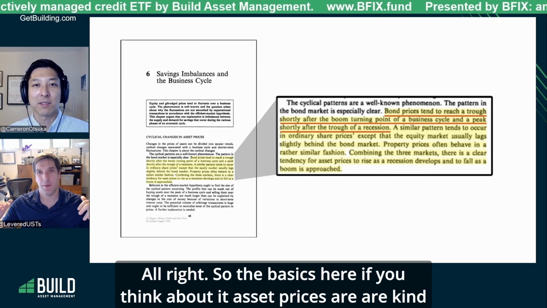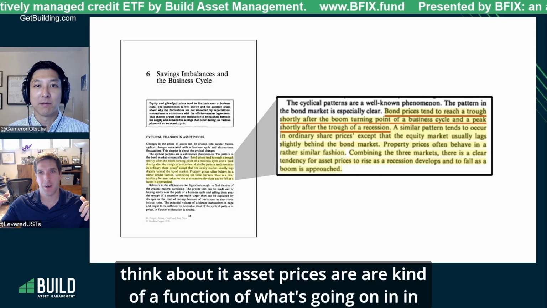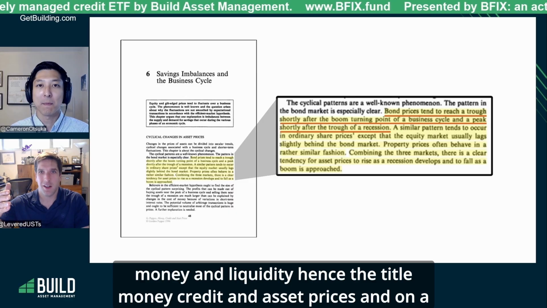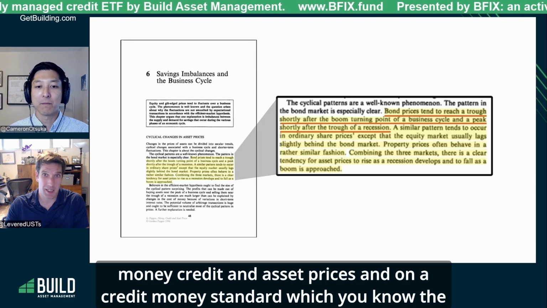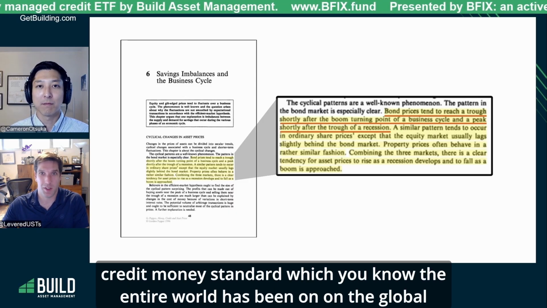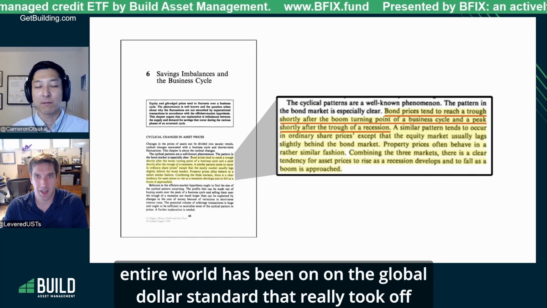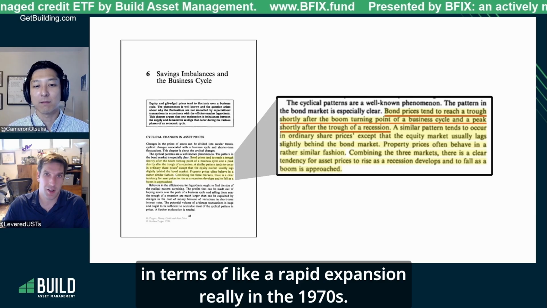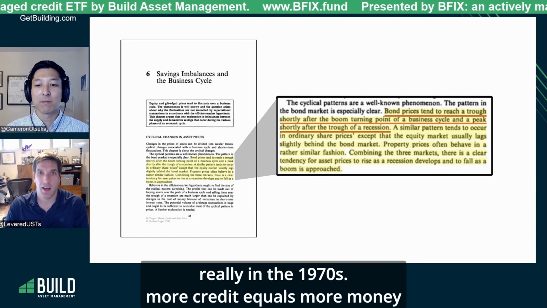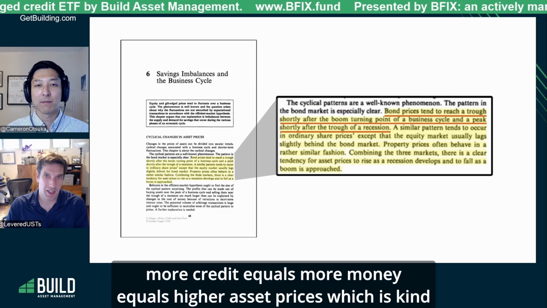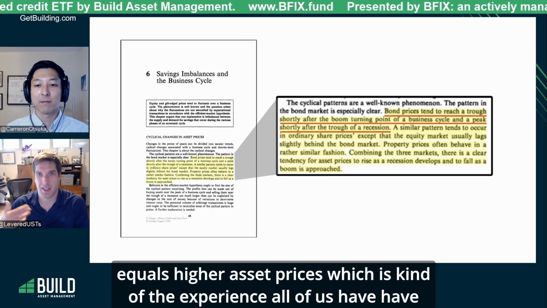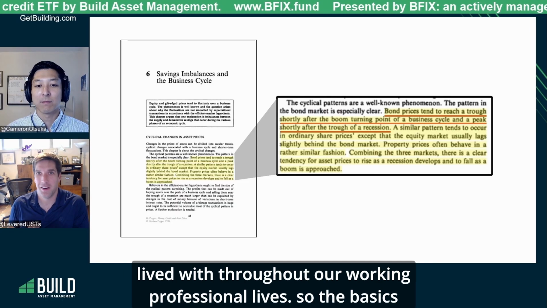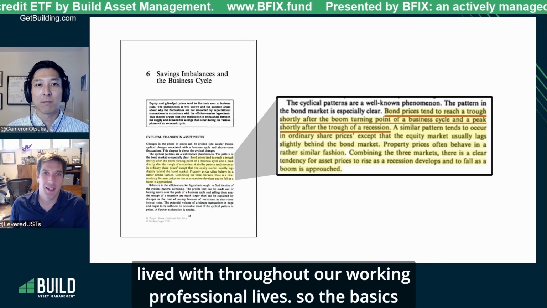So the basics here, if you think about it, asset prices are a function of what's going on in money and liquidity, hence the title Money, Credit, and Asset Prices. On a credit money standard, which the entire world has been on, the global dollar standard that took off in terms of rapid expansion in the 1970s, more credit equals more money equals higher asset prices, which is the experience all of us have lived with throughout our working professional lives.